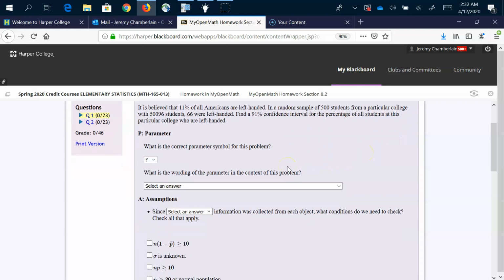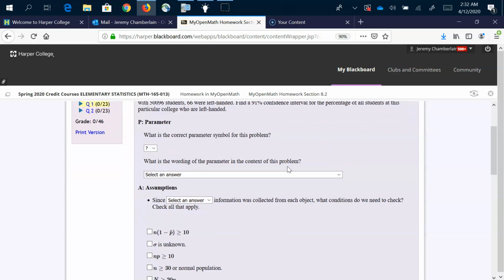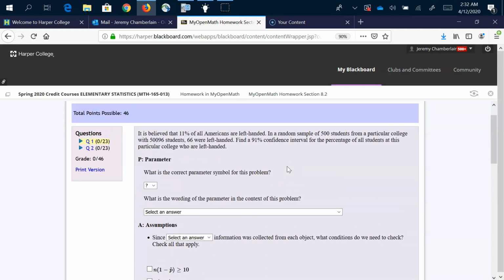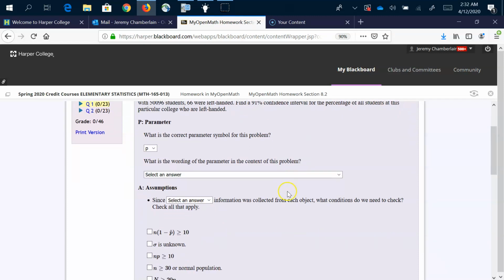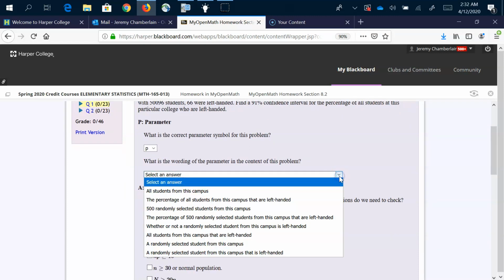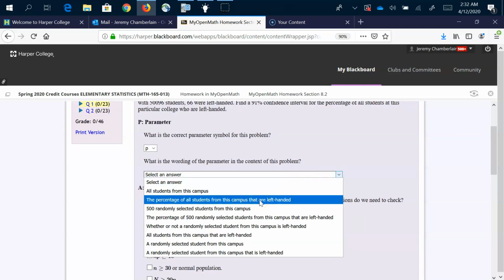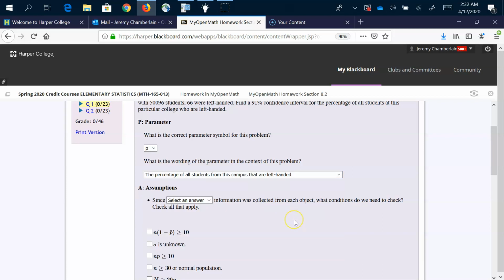So we'll start with capital P, which is the P in the word PANIC, and the P stands for parameter. What is the correct parameter? Well, it's definitely a population proportion, and it's the proportion of students at this particular college who are left-handed. So little p, and the wording is going to have to be the percentage or proportion of all students from this campus that are left-handed. So the parameter is little p, and little p stands for the percentage of students at this college that are left-handed.